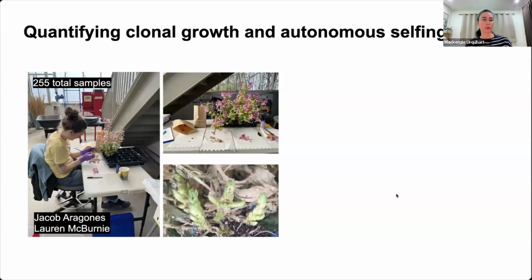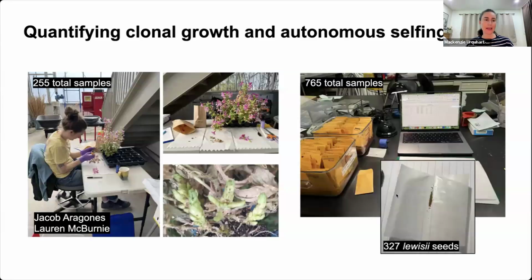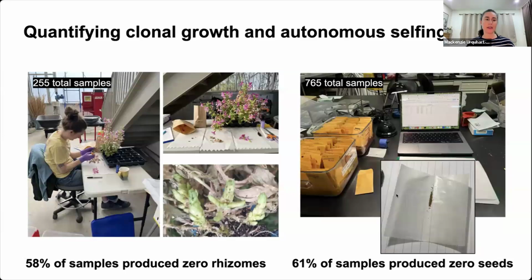To quantify clonal growth, after the final self-seed samples were collected, we harvested biomass and counted the number of rhizomes each focal plant produced. And to quantify autonomous seed production, I counted seeds by hand and weighed the samples. It should be noted that both rhizome and seed count data sets were highly zero inflated, so we also focused on the probability of producing self-seed and rhizomes as measures of reproductive assurance.